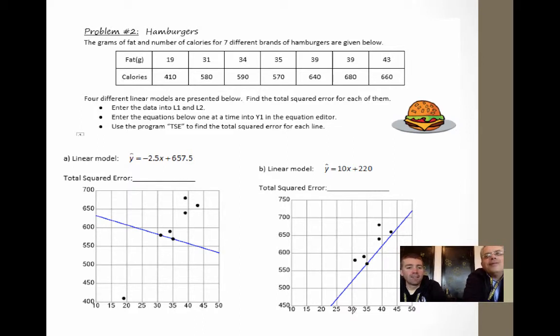So the fat grams is the X, and the calories are the Y variable. We fit the same data with several different lines. How would you describe the fit of this line, the first one, in the A there?